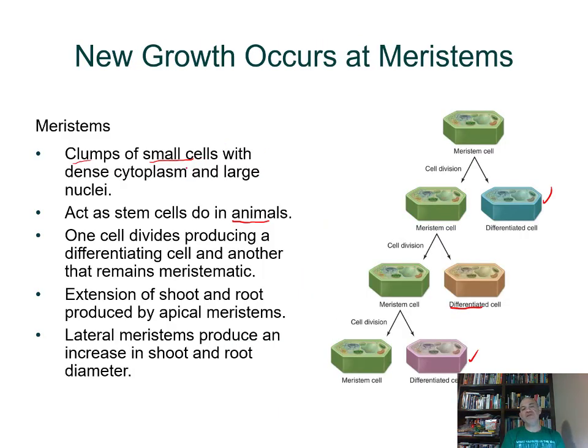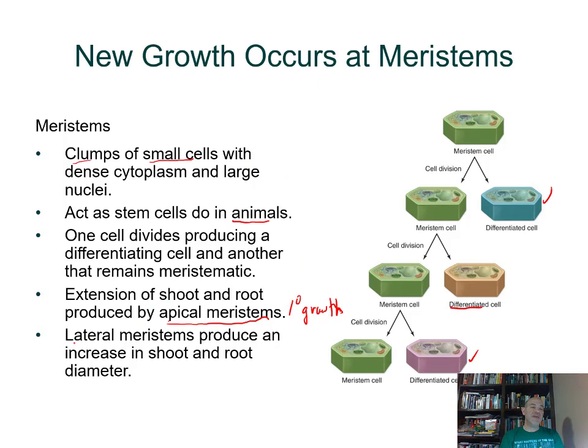These types of cells that occur at the apexes are going to increase the shoot length. So they extend the shoot and the root. These apical meristems are going to be involved in first degree or primary growth. That's just going to be growth in length. And this first degree is just another way of saying primary.